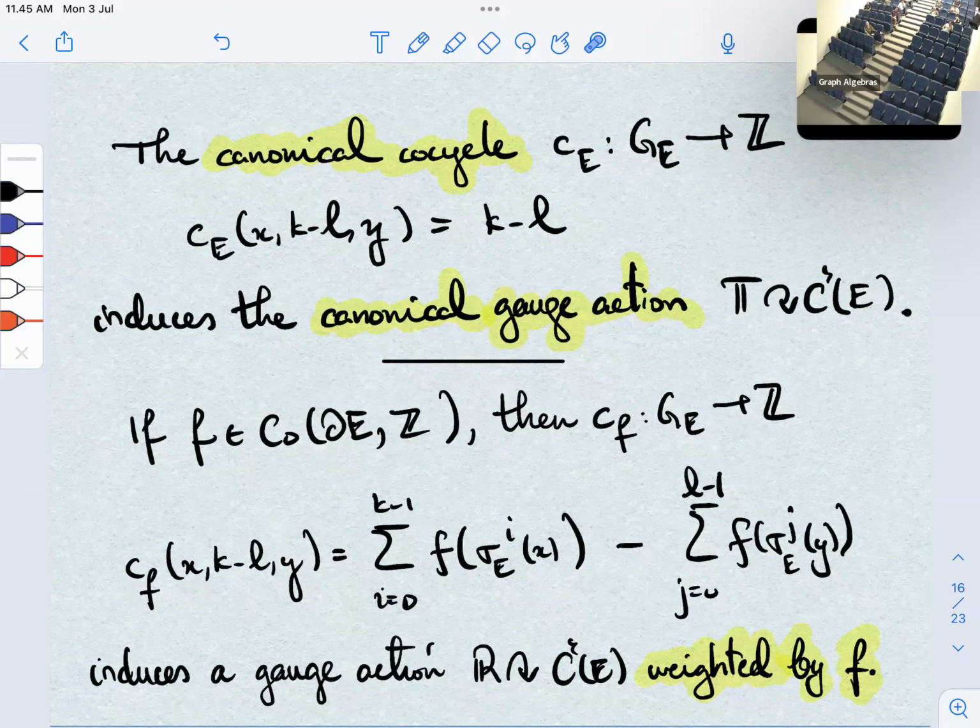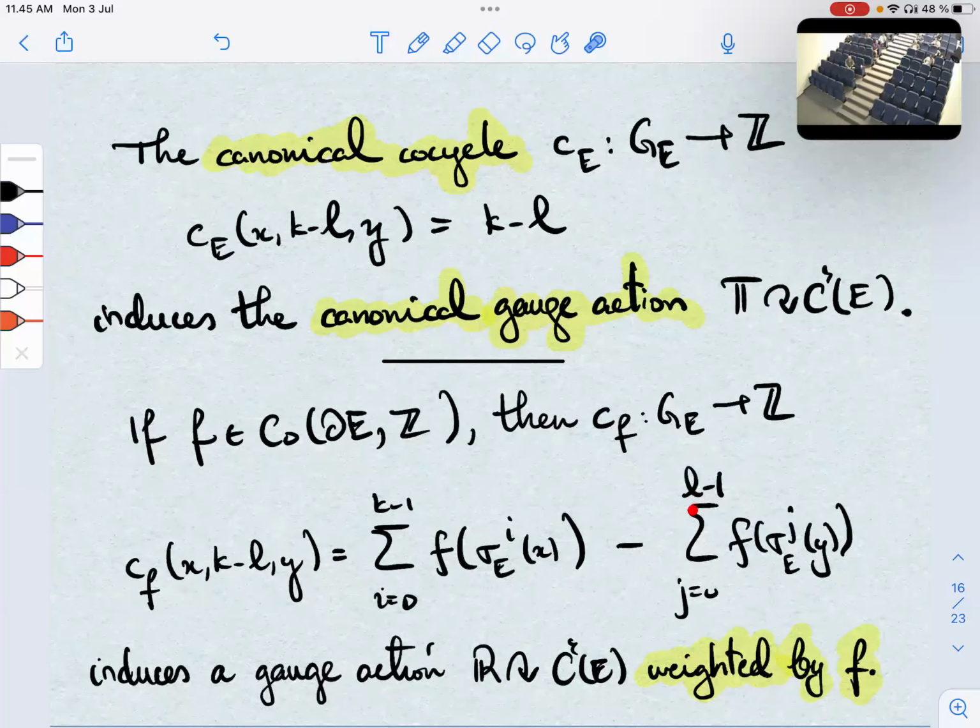Anyway, thank you. Just to say that if I choose F to be the constant one function, then I do recover this thing up here, because if F is just constantly one, it just counts the terms of this sum, that's K, and it counts the terms of this sum, and that's L, and that means I recover K minus L here. So if I just put the weight one on each edge, then I do recover the canonical gauge action.